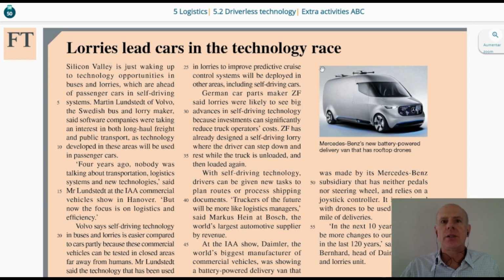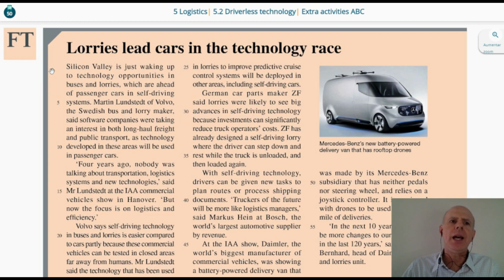"Lorries lead cars in the technology race." Oh, sorry. Why don't you pause the video and you find the companies and you count them. For example, here we have one. And that one is Volvo, right? Volvo is one. It's from Sweden and is one of the companies. We had a second one, Mercedes-Benz, right? Number two. And so on. Let's continue. And let's read. But try to do that by yourself, on your own.